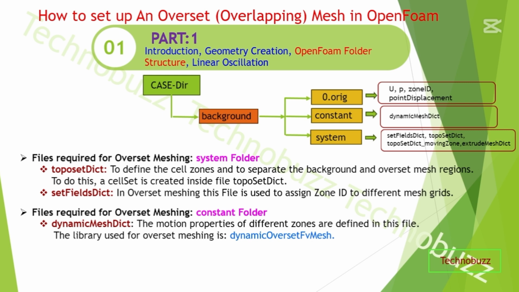The file required for overset meshing in the constant folder is dynamic mesh dict. The motion properties of different zones are defined in this file. The library used for overset meshing is dynamic overset finite volume mesh. So this is the library which is needed for creating the overset meshing.